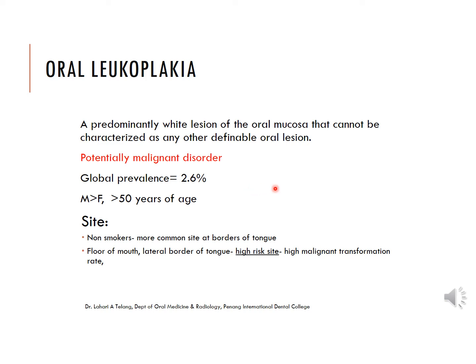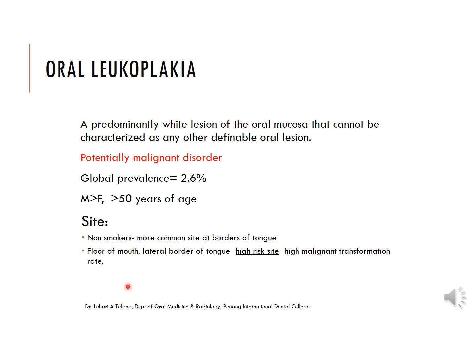So it's of utmost importance that you catch these and treat these patients early. Generally the male predilection is higher than female, and most of the patients are over 50 years of age. When it comes to site, in case of non-smokers, the most common site is the border of the tongue. We don't really know the reason why this lesion is seen in this particular area.